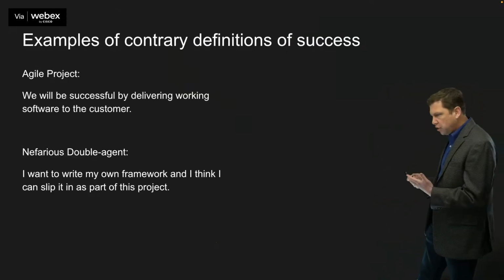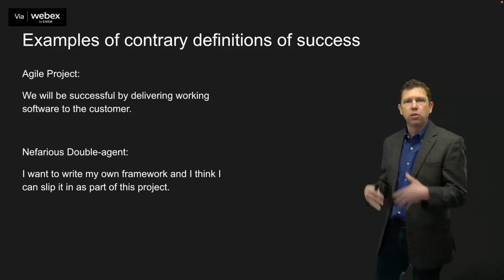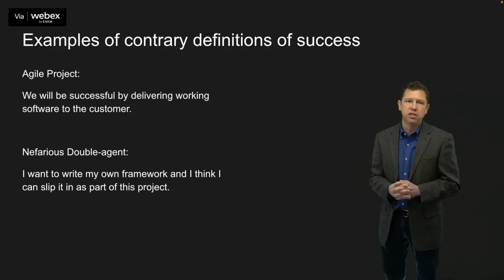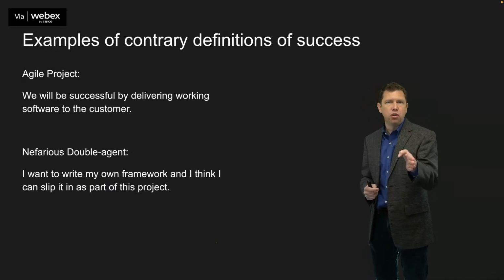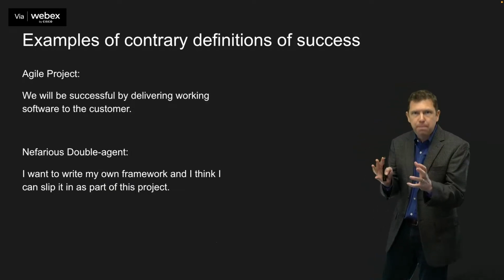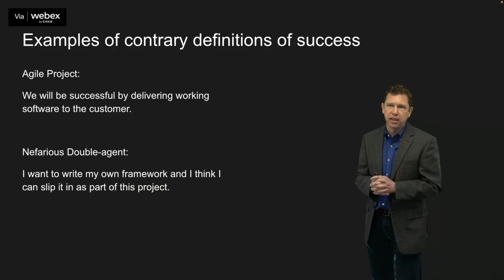So what would that look like on a team? If somebody's trying to undermine the goals on your team, what might that look like? Well, here are some examples of contrary definitions of success. You have an Agile project, and that's saying we will be successful by delivering working software to the customer, right? That's a key piece of Agile's definition of success. It should be a key goal for an Agile team.